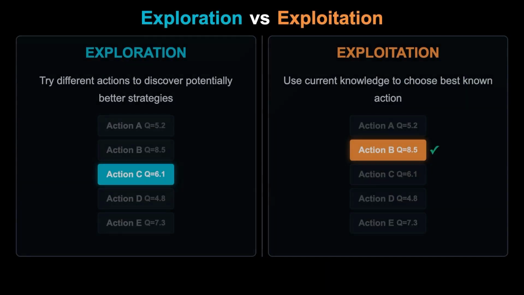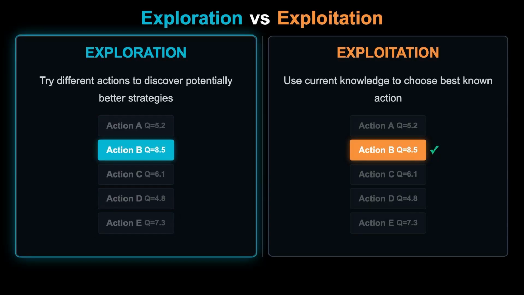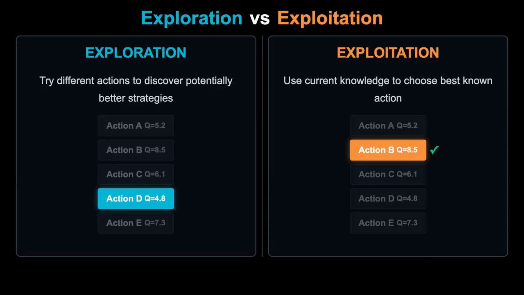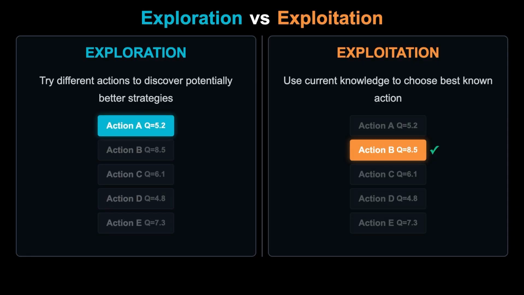Q-learning faces a fundamental trade-off. To find the best actions, we must try different options and observe their outcomes. But once we've found something that works, should we keep experimenting or stick with what we know? This is the exploration-exploitation dilemma.